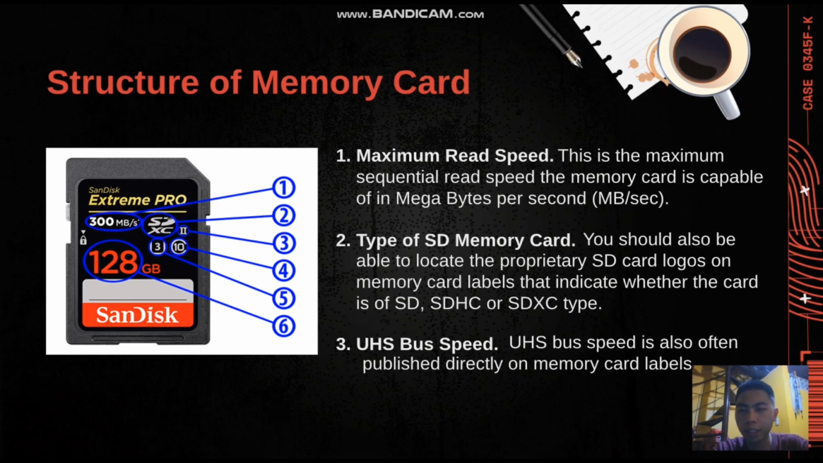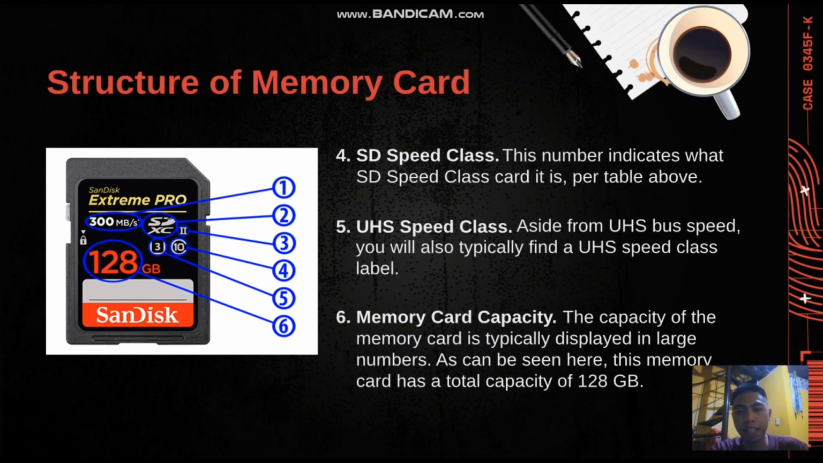Duha na siyang klase, ma'am, UHS 1 and UHS 2. So ang pinakapaspas niya is UHS 2, which is 156 megabytes per second, and ang isa naman, UHS 1, is 50 MB per second. Next is number 4, SD speed class.